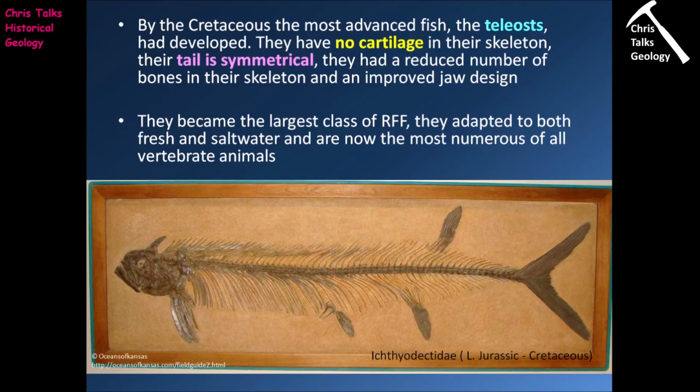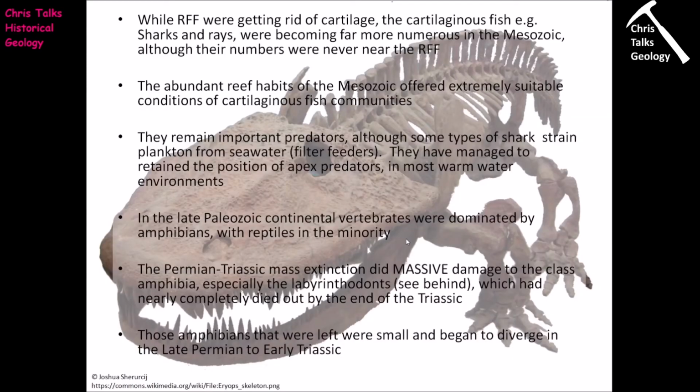And of course, because they have the best design, they're going to have the evolutionary advantage, and so we're going to quickly see the Teleosts become the largest class of the Rayfinned fish, and they will adapt to both the fresh and saltwater environments, and they're now the most numerous of all the vertebrate animals on planet Earth.